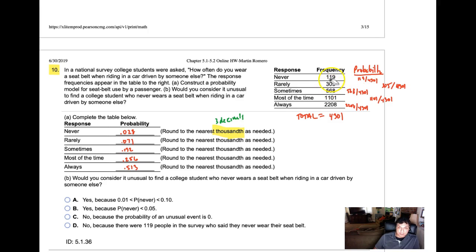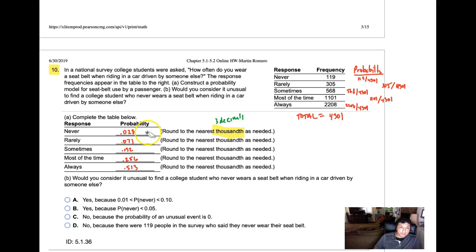probabilities. And so with the frequency, we take that number and divide it by the total amount, and then that gives us our probability. So in this survey, how often do you wear your seatbelt when riding in a car driven by someone else? Never, right? People responded never, 0.028, right, percent of the time.